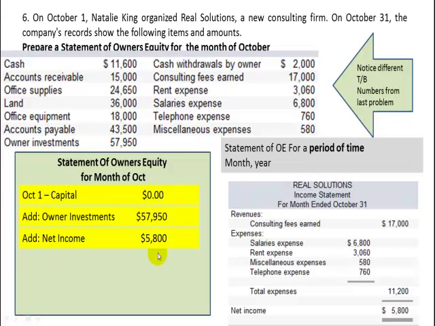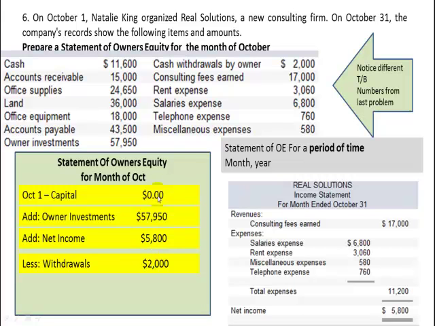Okay, let's see what else we've got. We also had withdrawals of $2,000. And don't forget, a withdrawal by the owner is not an expense. It doesn't go on an income statement as an expense. It's just a separate item that's the opposite of the owner investments. So for this withdrawal, I didn't put a minus here because it's assumed that when I have less right there, that's going to be subtracted.